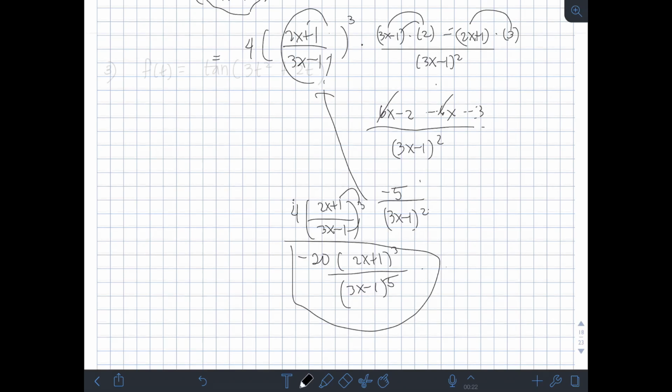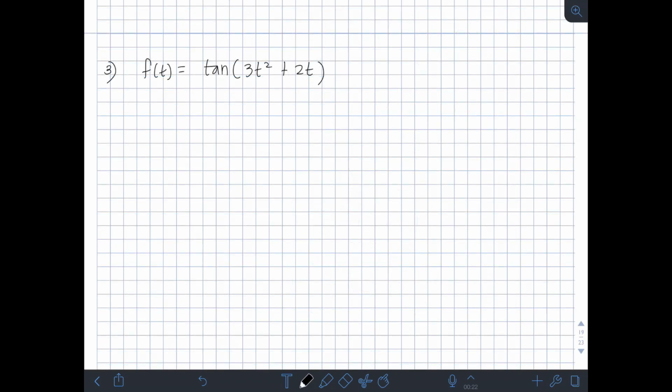Okay? Next, we have f of t is equal to tangent of 3t squared plus 2t. Okay, so this time, a trigonometric function. So, we don't have a function raised to a certain exponent, let's say any rational number, right? But instead, we have tangent of a function of t. So, meaning, we can still consider tangent as the outside function, and the inside function is the polynomial 3t squared plus 2t. So, the chain rule is still applicable.